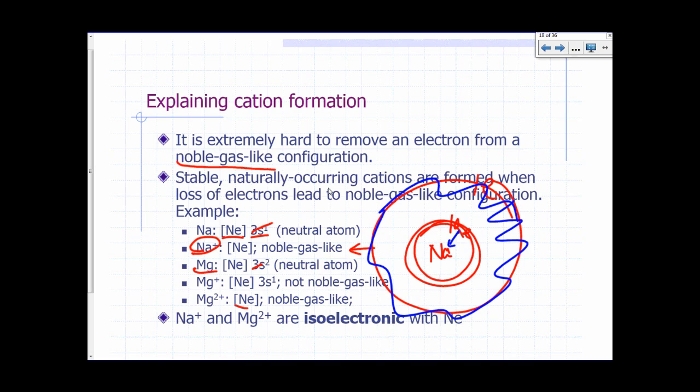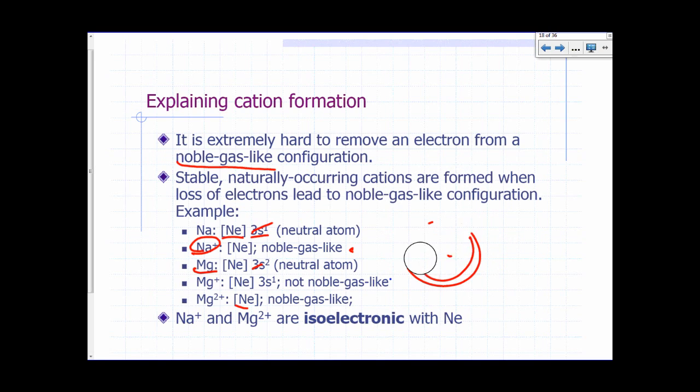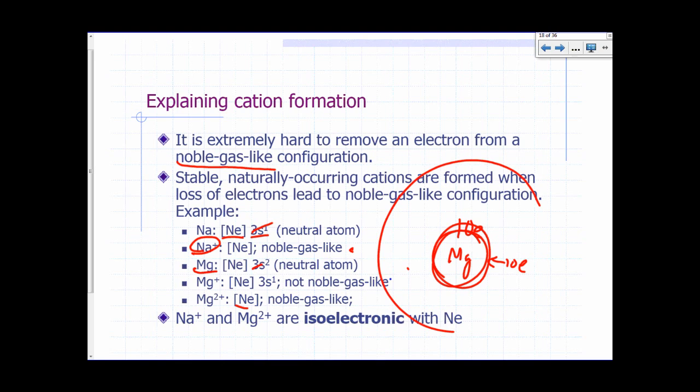Whereas if you have magnesium, you have a neon core again, so you have a nucleus, and your core here with 10 electrons, just like neon. And then your outer electrons, you have 2 electrons out here. After you take out the first electron, the second electron is still out there. So it's going to be a little harder to remove that second electron, but not that much harder. But once you've taken out that second electron, it becomes extremely hard to remove the third one.